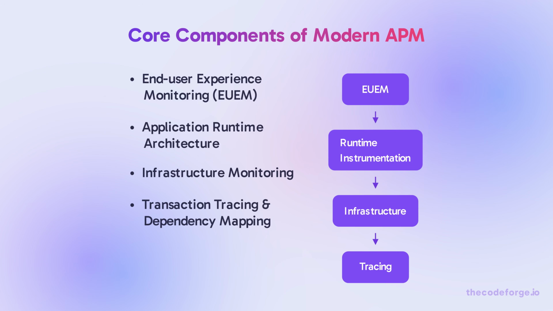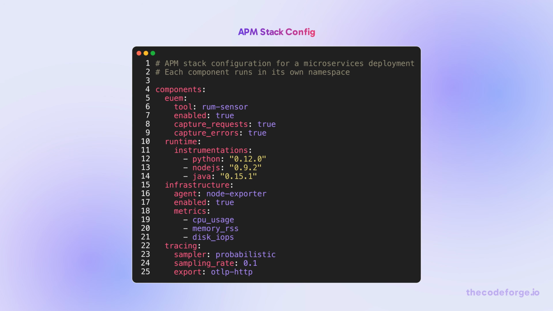Modern APM has 4 layers. End-user experience monitoring captures how humans experience your app. Runtime instrumentation measures what your code actually does. Infrastructure monitoring correlates with app data. Transaction tracing maps every service call. This configuration shows a complete APM stack for microservices. It includes RUM for end-user monitoring, runtime instrumentation for multiple languages, infrastructure metrics, and probabilistic tracing at 10% sampling.